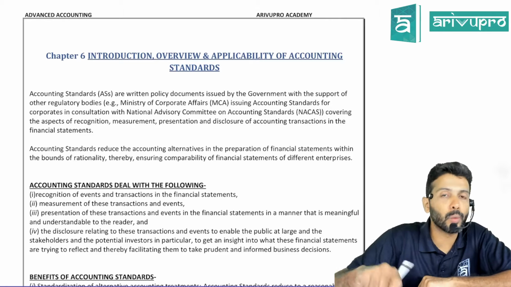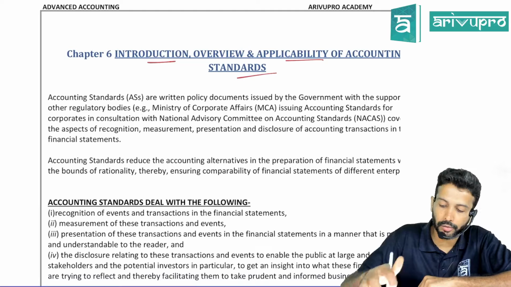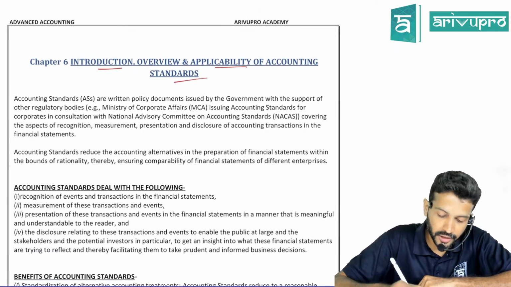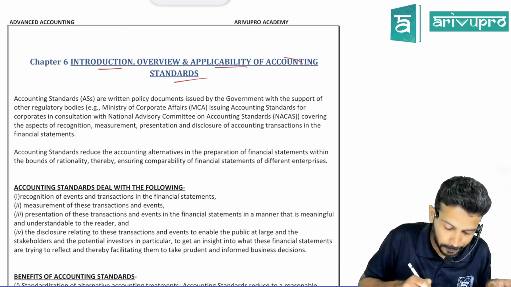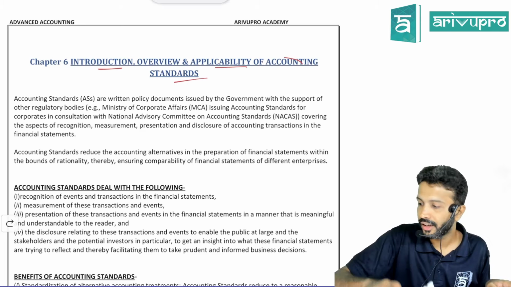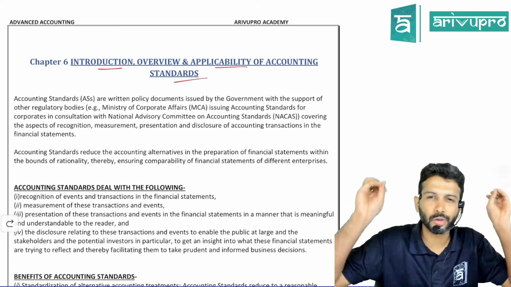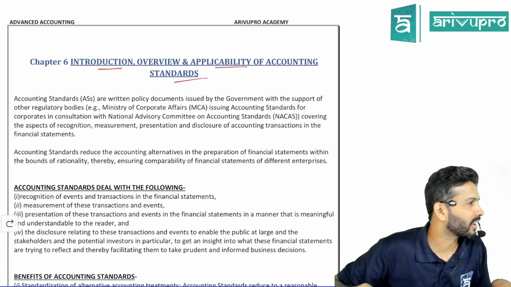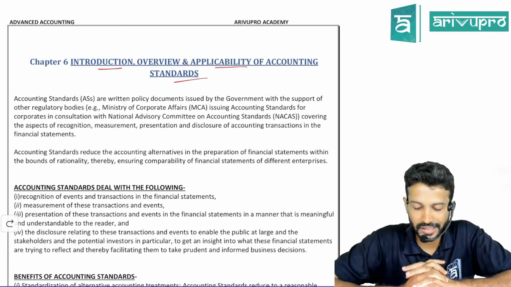So we'll be starting with a topic called introduction, overview, or rather applicability of accounting standards. Introduction of AS is a separate topic in your study material, and applicability of accounting standards is a separate topic. I've merged them into one because not much content is there. The Institute has loads and loads of contents, but in reality, there's not much over here. So first, let's go one step back.